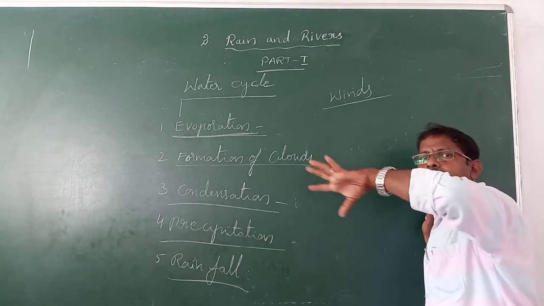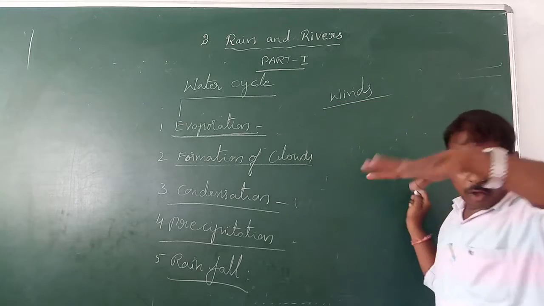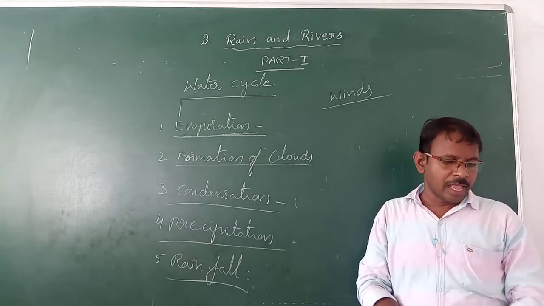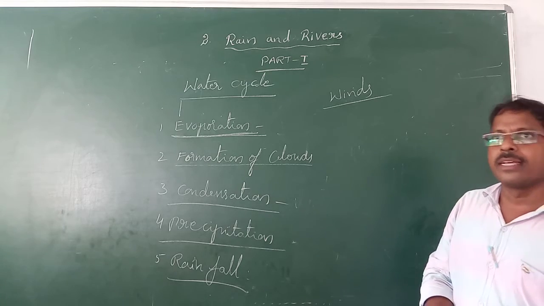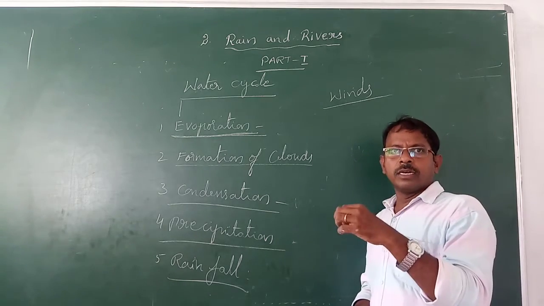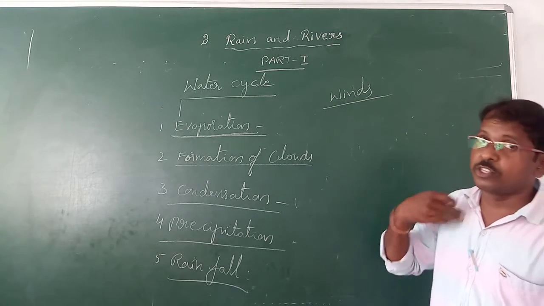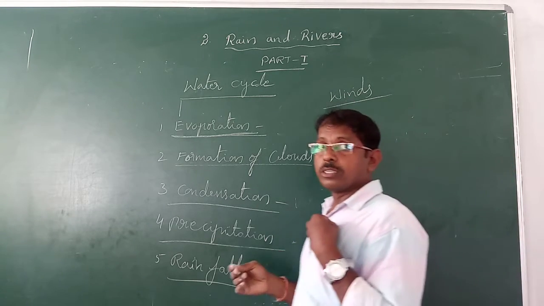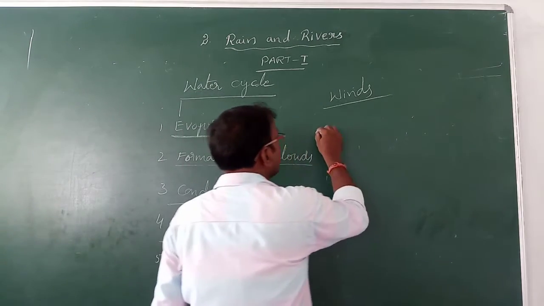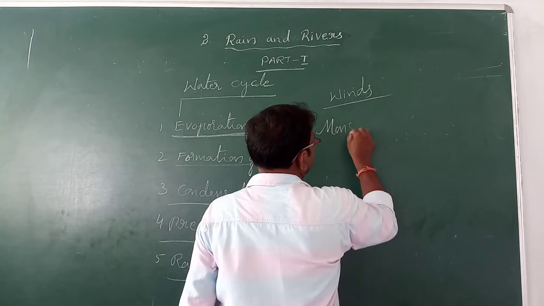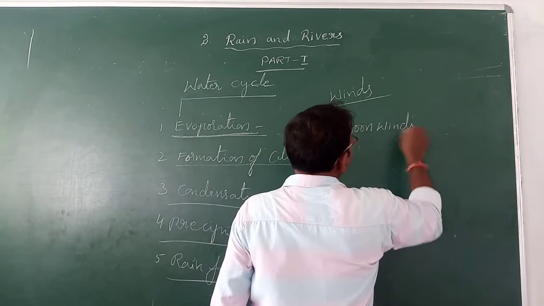Sometimes, because of fast cool winds, the clouds travel thousands of kilometers and reach inland areas. Which are the winds that bring rain to us? Those winds are known as monsoon winds.